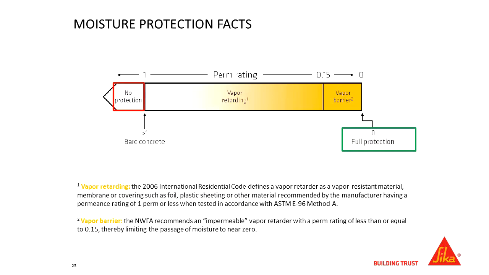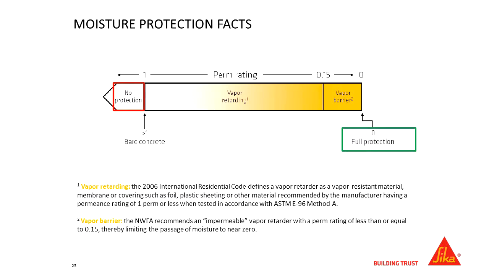So in 2006, you had the International Residential Code that set the vapor retarding as anywhere from 1 down to 0.15. And then the NWFA recommends an impermeable vapor retarder, or what they call a vapor barrier, which would then go from 0.5 down to as close to 0 as possible. So those are sort of your two ranges for products that could protect your finished goods from moisture. You have the vapor retarders and you have the vapor barriers.